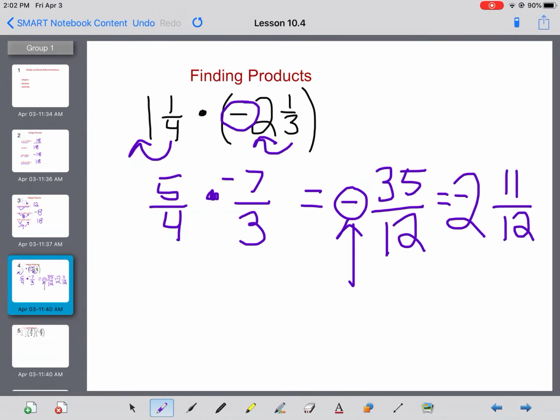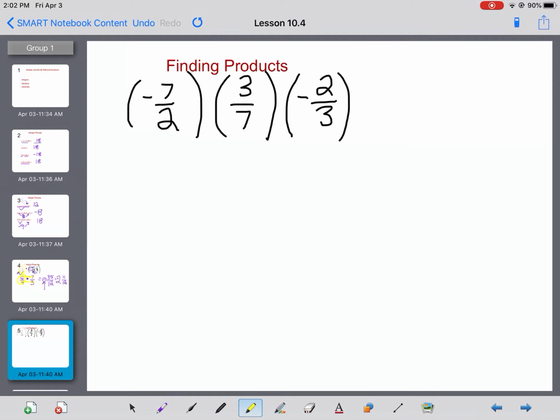Okay, so to review, first step is to switch it into an improper fraction. Then you multiply the top and the bottom, top and the bottom. Don't forget the negative sign needs to come with us because we went from a positive times a negative, a different sign, so I end up with negative, and then I simplify my answer.